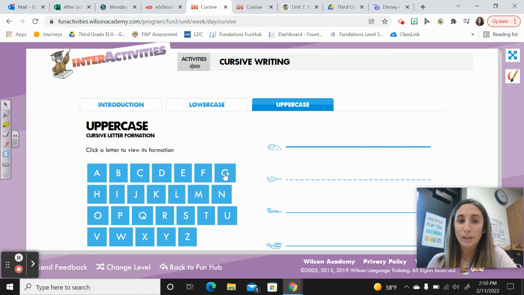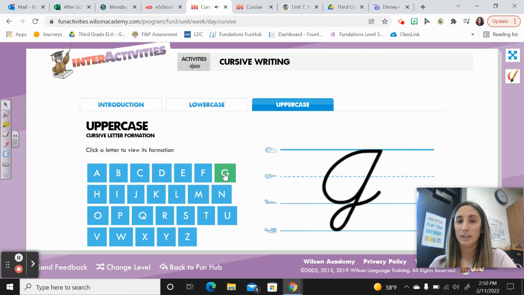Here we go. G is a skyline round letter. It starts on the skyline. Point to the skyline. Go back on the skyline, then go down and around on the grass line, and up to the skyline. Trace way down to the worm line. Loop back up to the grass line and make a tail.